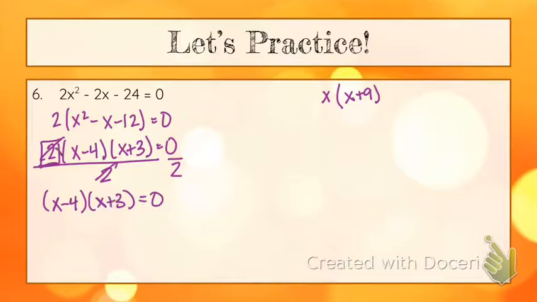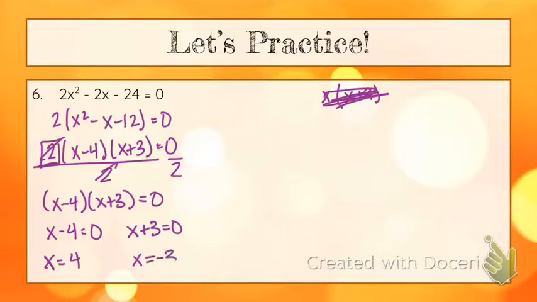Now, if this had been 2x out here, you could divide by 2, but you could not get rid of that x because that would be getting rid of a solution. Okay? All right, let's go. So this doesn't have to do with our problem. x minus 4 equals 0, x plus 3 equals 0, and we get x equals positive 4 and x equals negative 3. So x equals the set of negative 3 and positive 4.